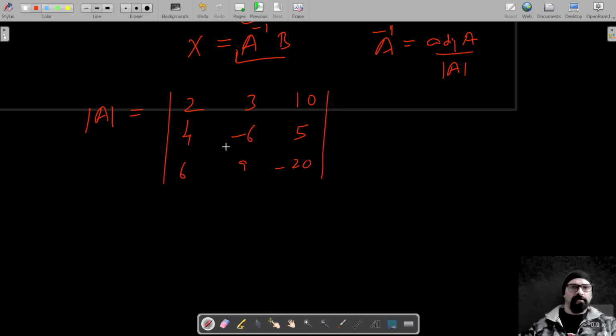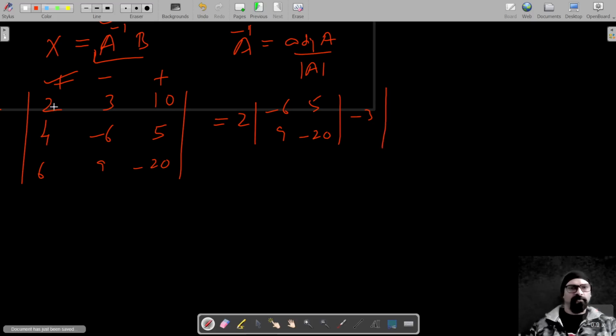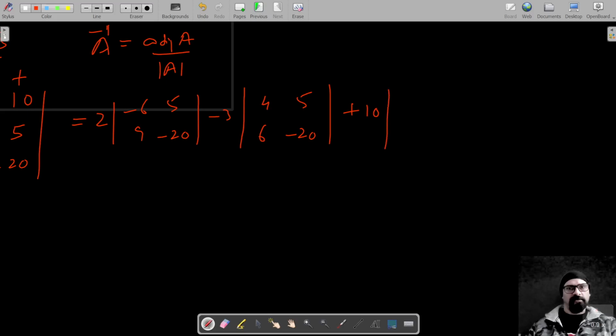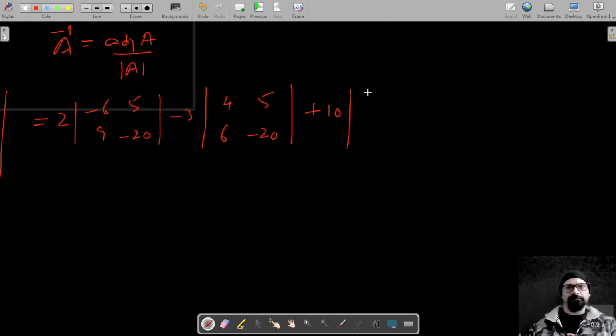So let's expand it along row R1. So 2, and removing the row and the column for 2, the determinant is negative 6, 5, 9, and negative 20. Then the signs are plus, minus, and plus. So minus 3, removing the row and the column for 3, it's 4, 5, 6, and negative 20, plus 10, 4, negative 6, 6, and 9.